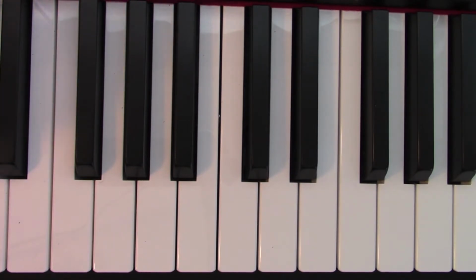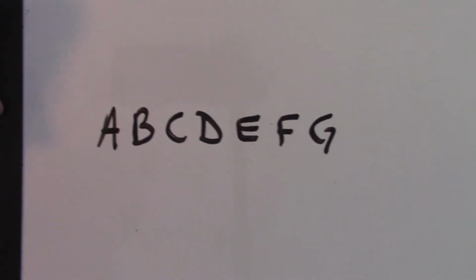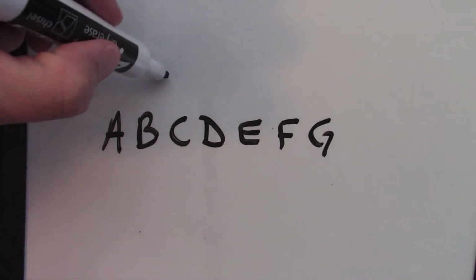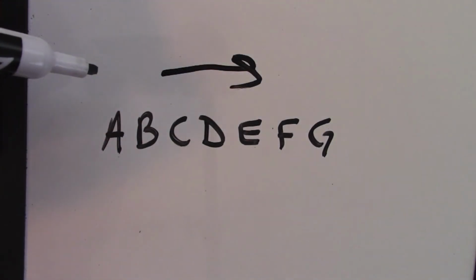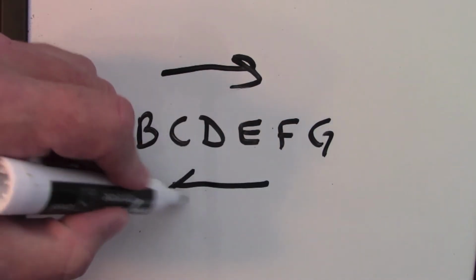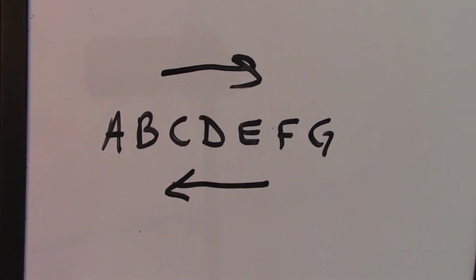So in music, every note has a name and it's simply a letter from A to G. A, B, C, D, E, F, G. When you're going forward in the alphabet, you are going up in pitch, so you're getting higher. When you're going backwards in the alphabet, you are going down in pitch, you're going lower.